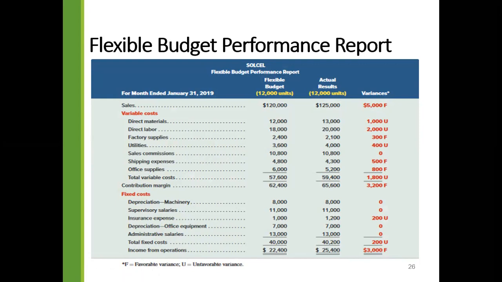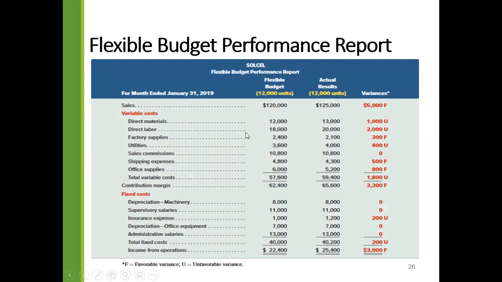That's favorable because we are more than what we thought in revenue, right? This relates to sales revenue. We budgeted 120, we actually had 125. That is 5,000 favorable, right? Okay, but conversely now we look here at some of these costs. So direct materials, we budgeted 12,000. Actually, material cost was 13,000. So that's 1,000 unfavorable, right? We see that U.